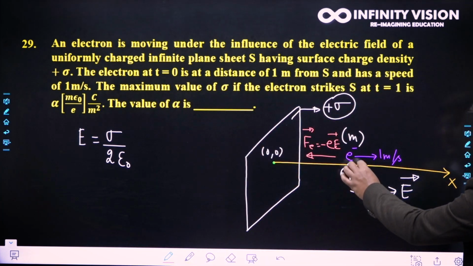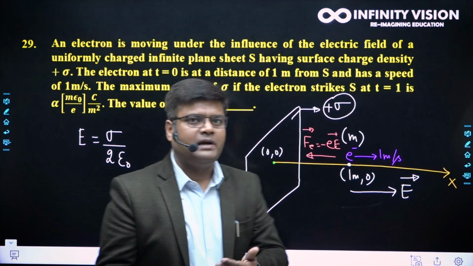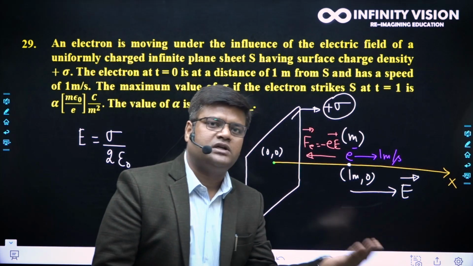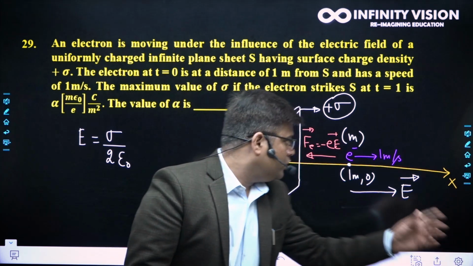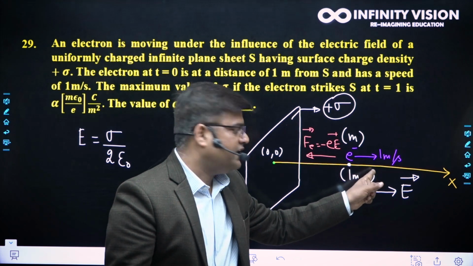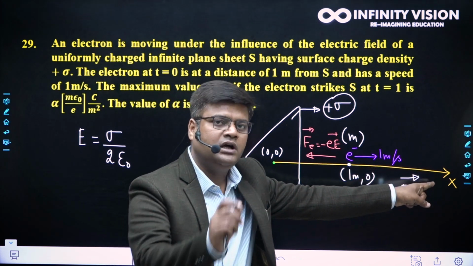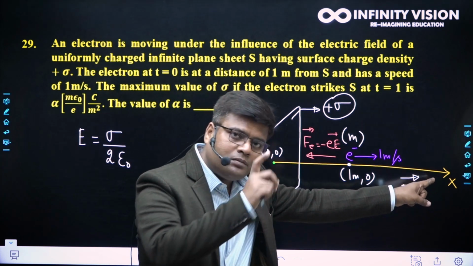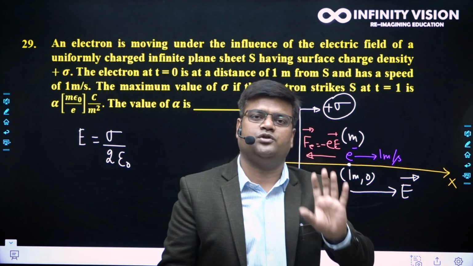Now this electron is initially moving in the forward direction, and the force is acting in the backward direction. So the acceleration is towards the negative x-axis, and the electron is moving towards the positive x-axis. So the electron will start decelerating, and after going a certain distance in the forward direction, it will come to rest, and from that point it will return back and hit the sheet. This is the physical situation of the problem.